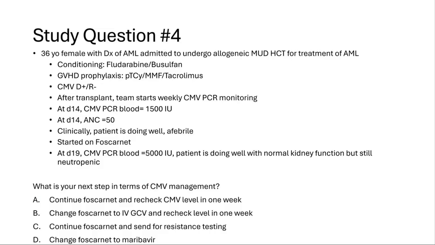A, continue foscarnet and recheck CMV. B, change foscarnet to IV ganciclovir. C, continue foscarnet and send for resistance testing. D, change foscarnet to maribavir. Everybody agreed on A.